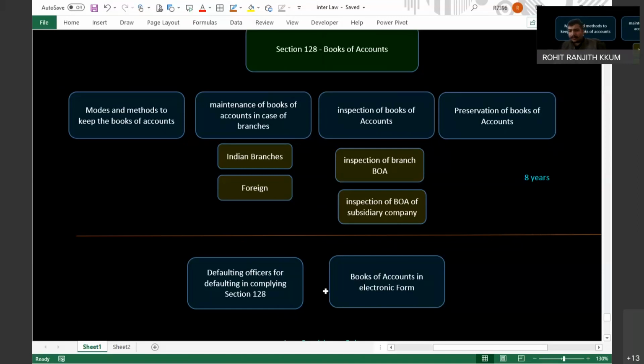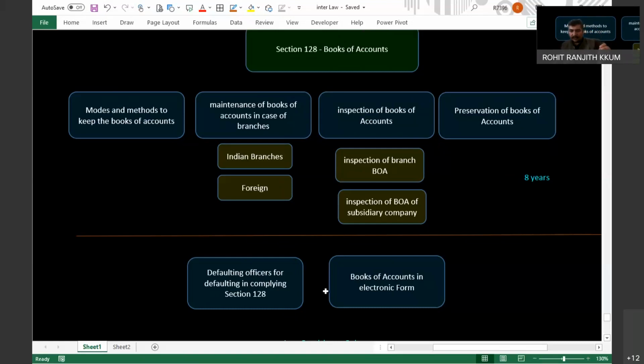Okay, you tell me, when any group commits a crime, the leader will be arrested first. If any company commits a crime, the top officials will be arrested first. But who are those officers? So under section 128, they have prepared one list, that if books of accounts are not maintained as provided under section 128. So what does section 128 say?